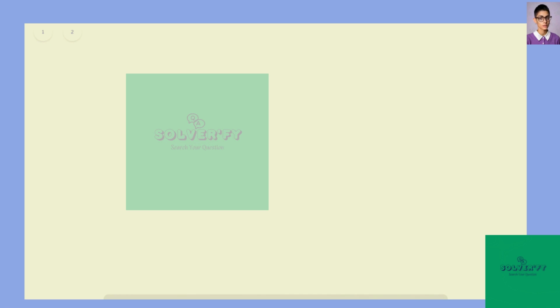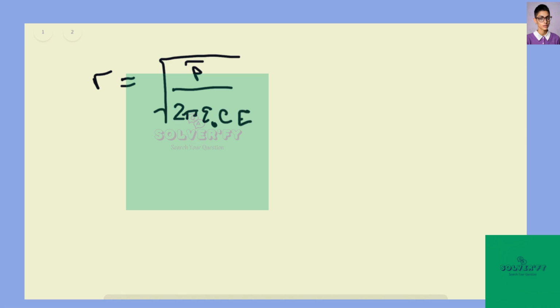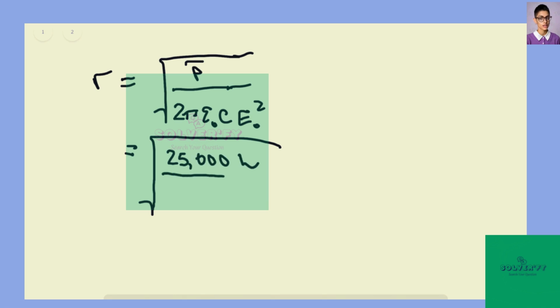So if we rearrange this a little bit, we can find that radius equals square root of average power divided by 2 pi epsilon naught speed of light electric field strength squared. And now we can just plug in our values for each of these objects. So we know that our average power is 25,000 watts. I'm gonna leave myself some more room here.